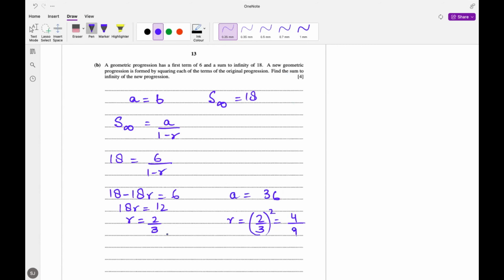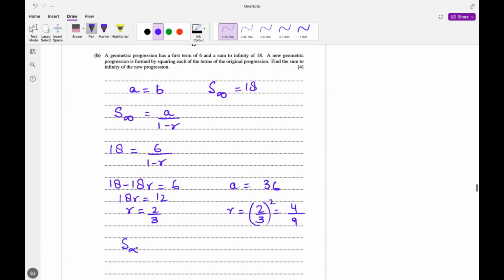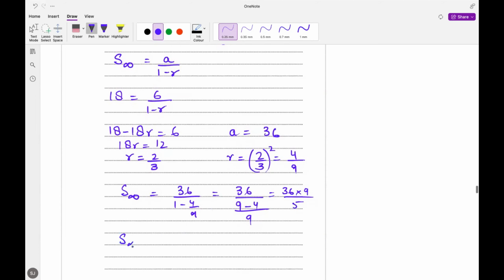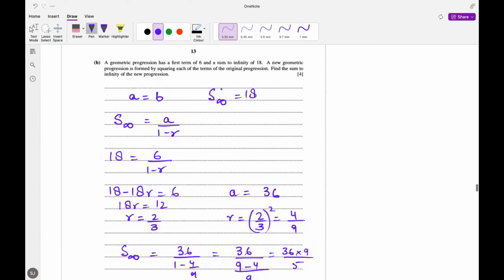Now to find the sum to infinity of the new progression, we'll apply the same formula, a upon 1 minus r. So this will be 36 divided by 1 minus 4 upon 9. We can substitute these values in the calculator, or we can simply take the LCM, and this will become 9 minus 4 upon 9. So this will become 36 times 9 upon 5. So the sum to infinity will come out to be equal to 64.8 for the new geometric progression.